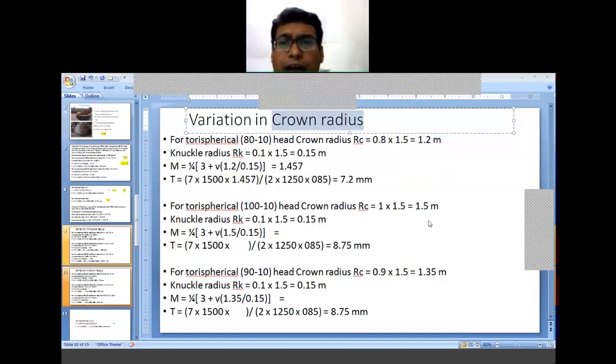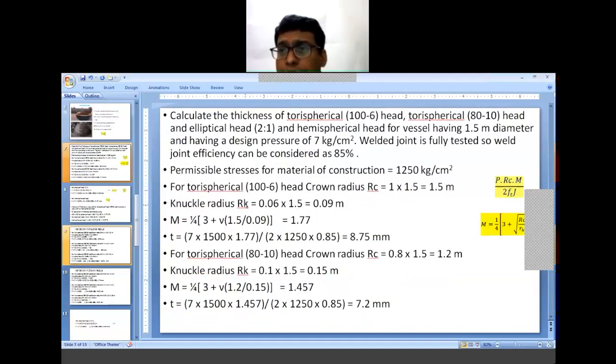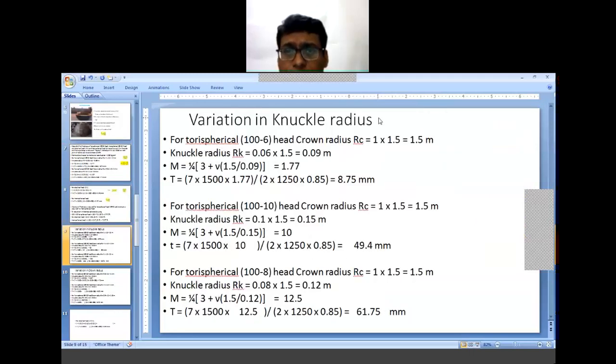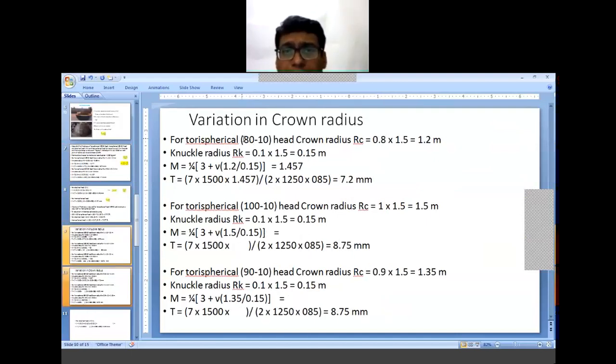So now coming to the variation in the crown radius, we have considered the numerical which is incorporating the 10-6 and 80-10 heads. For the torus spherical head 80-10, we have already calculated the crown radius, that is 0.8 times the vessel diameter, and the knuckle radius is 0.1 times the vessel diameter.